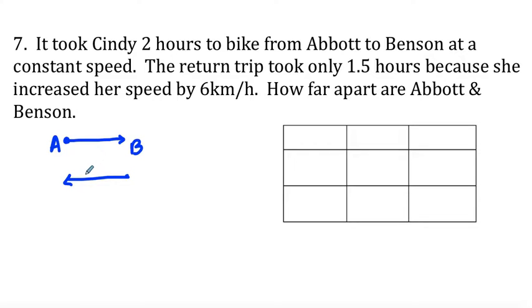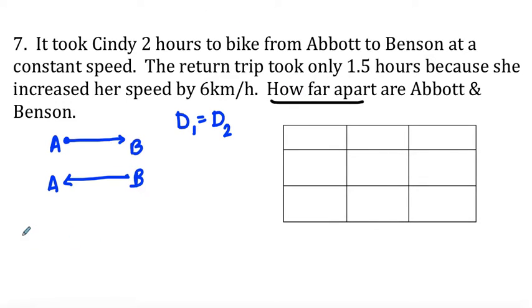So this is one involving a round trip because that's basically what she did. So the distances are going to be equal. That means that distance 1 is going to be equal to distance 2. And that's interesting because it's asking me how far apart are Abbott and Benson. So I'm actually looking for a distance. The problem is I don't have any distance to start with. All I have to start with is a time and a rate. So this is one where I have to find the rate to help me find the distance.